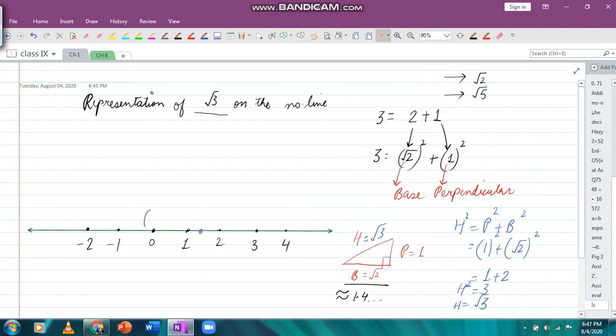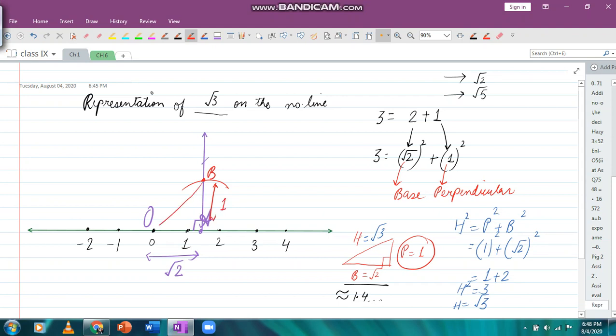So if this point is taken as O, this point as A, this distance will be root 2. And then at point A, I will construct a perpendicular. So this is the perpendicular here. And I want to cut off 1 unit length along this perpendicular, from here up to here. Let us say it's AB, and this distance should be 1 unit.